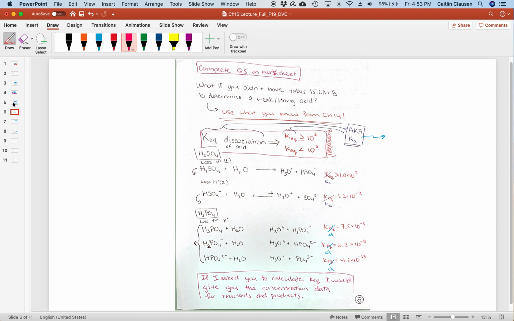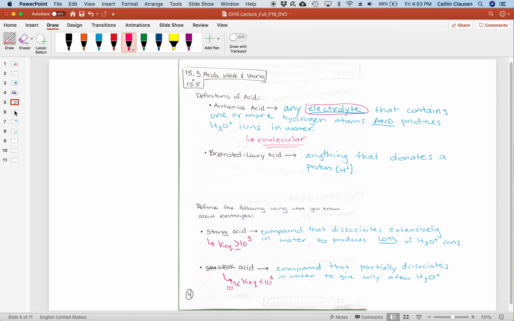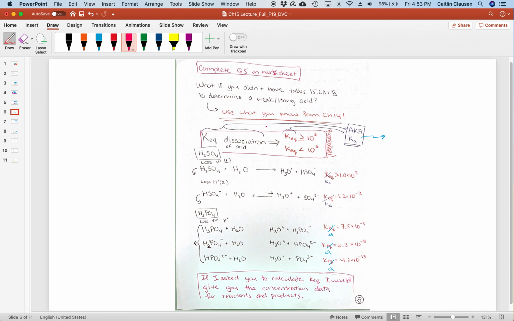Now this page comes from the worksheet. So in the worksheet, I asked you to write out the chemical equation for sulfuric acid losing the maximum amount of protons, and you had tables that you could refer to. And I also asked you to show the balanced chemical equation for the maximum amount of protons lost by phosphoric acid. Here I'm showing you a breakdown.